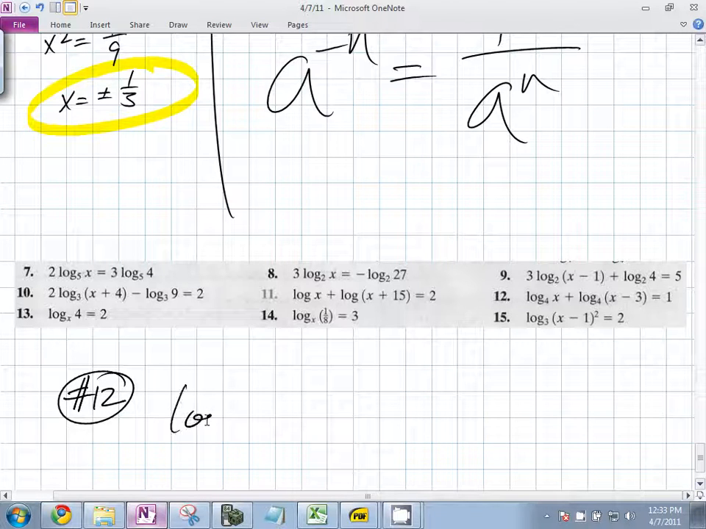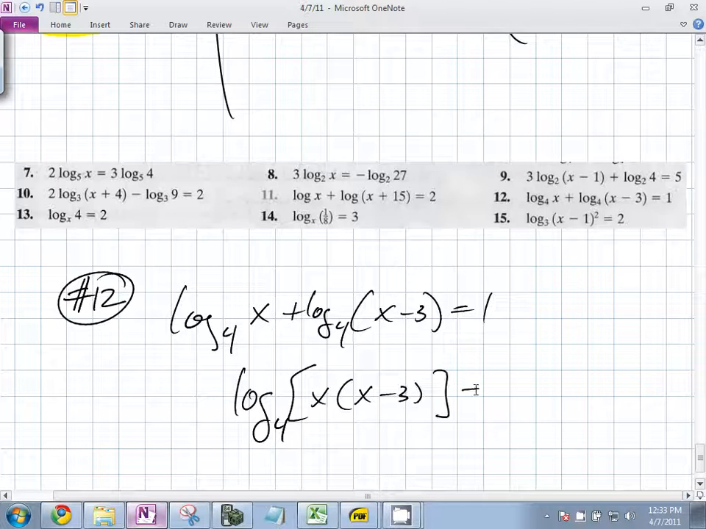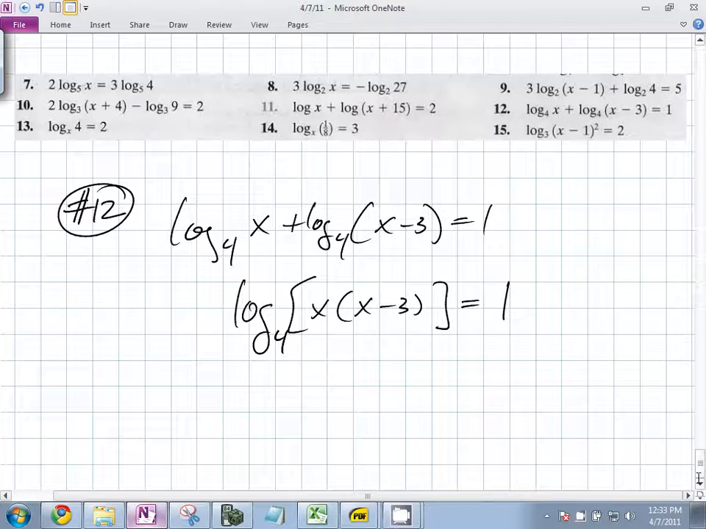Log base 4 of x plus log base 4 of x minus 3. Do we have the same base? Yeah. So what does that plus sign mean? Equals what? What form is that in? Log form. So what form should we put it in? Can someone raise their hand? I will call on them, and then you can tell me what the exponential form is. Yes? 4 to the 1 equals x times x minus 3.